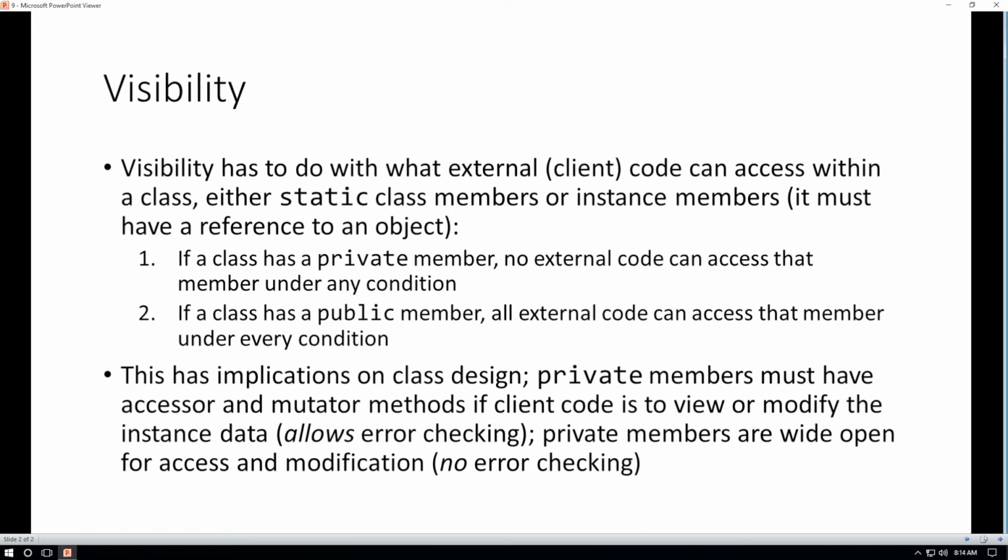I have an error here on this. It says private members are wide open for access and modification, no error checking. That should say public members are wide open. So that's a mistake. The point of private is to prevent openness for access and modification by a client.